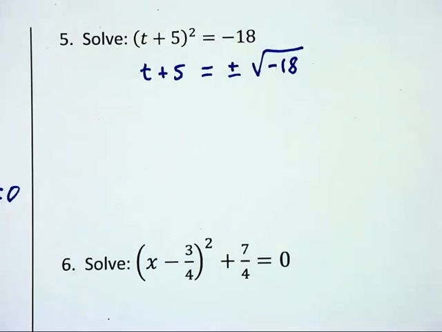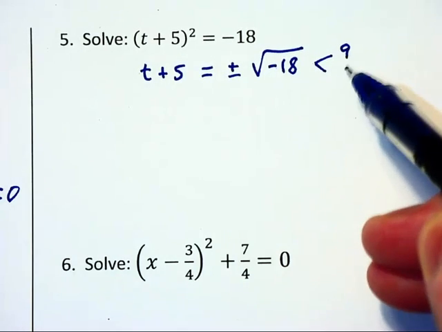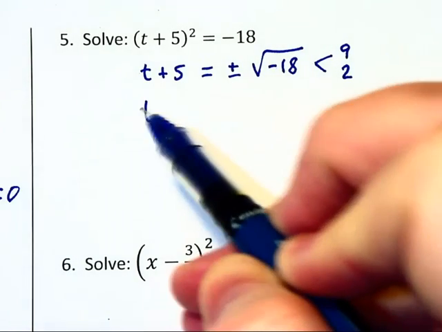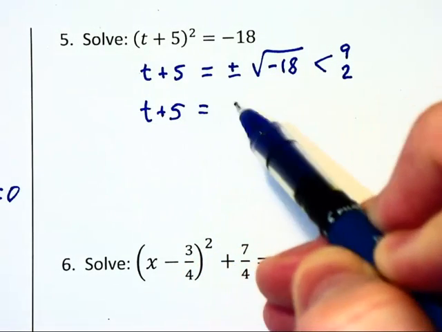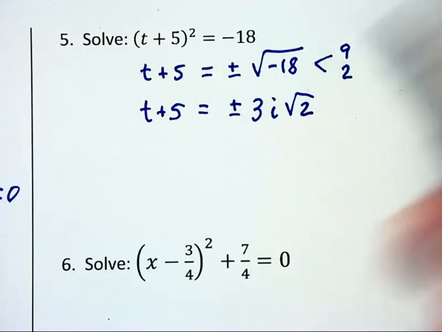Then I'm going to want to simplify this square root of 18. I know that I've got a 9 times 2 there, so I've got t plus 5 is equal to plus or minus 3i square roots of 2.